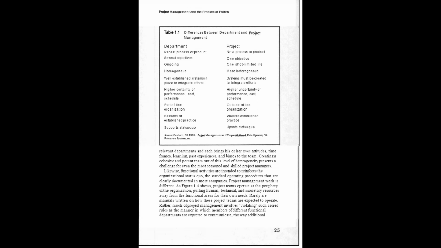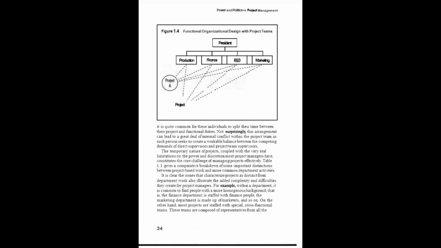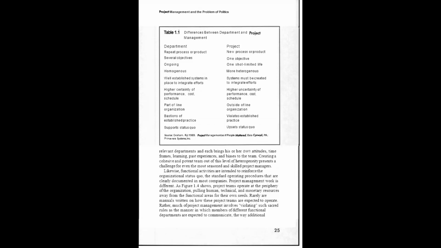Figure 1.4 shows, which we have seen on the previous page, this figure shows project teams operate at the periphery of the organization, pulling human, technical, and monetary resources away from the functional areas for their own needs. Rarely are manuals written on how these project teams are expected to operate.